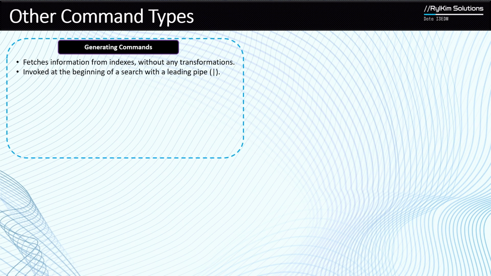Remember that when we saw the pipeline, we saw that you use search terms in order to retrieve data from your index, then you start applying commands to that. But here we are saying that these commands are used to fetch information from indexes, whereas we never said before that we are actually using a command to pull data from the indexes.